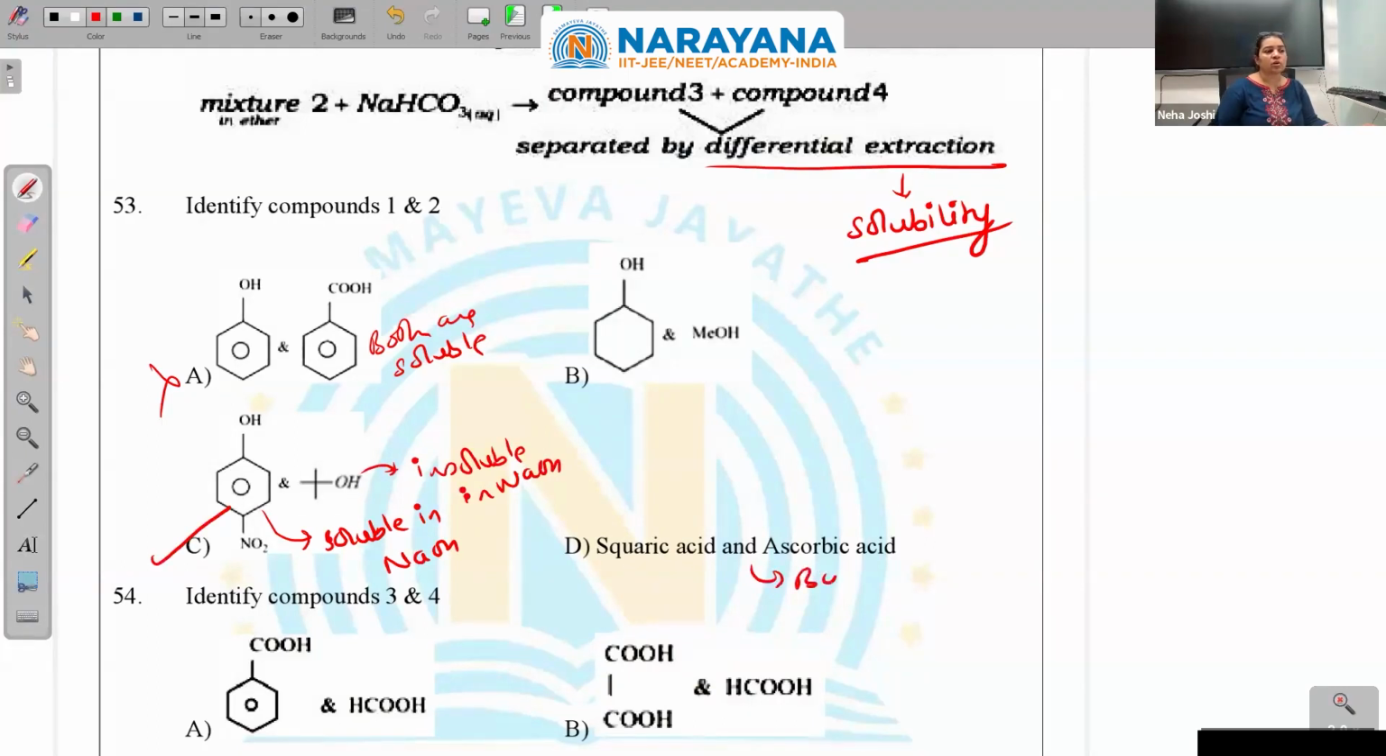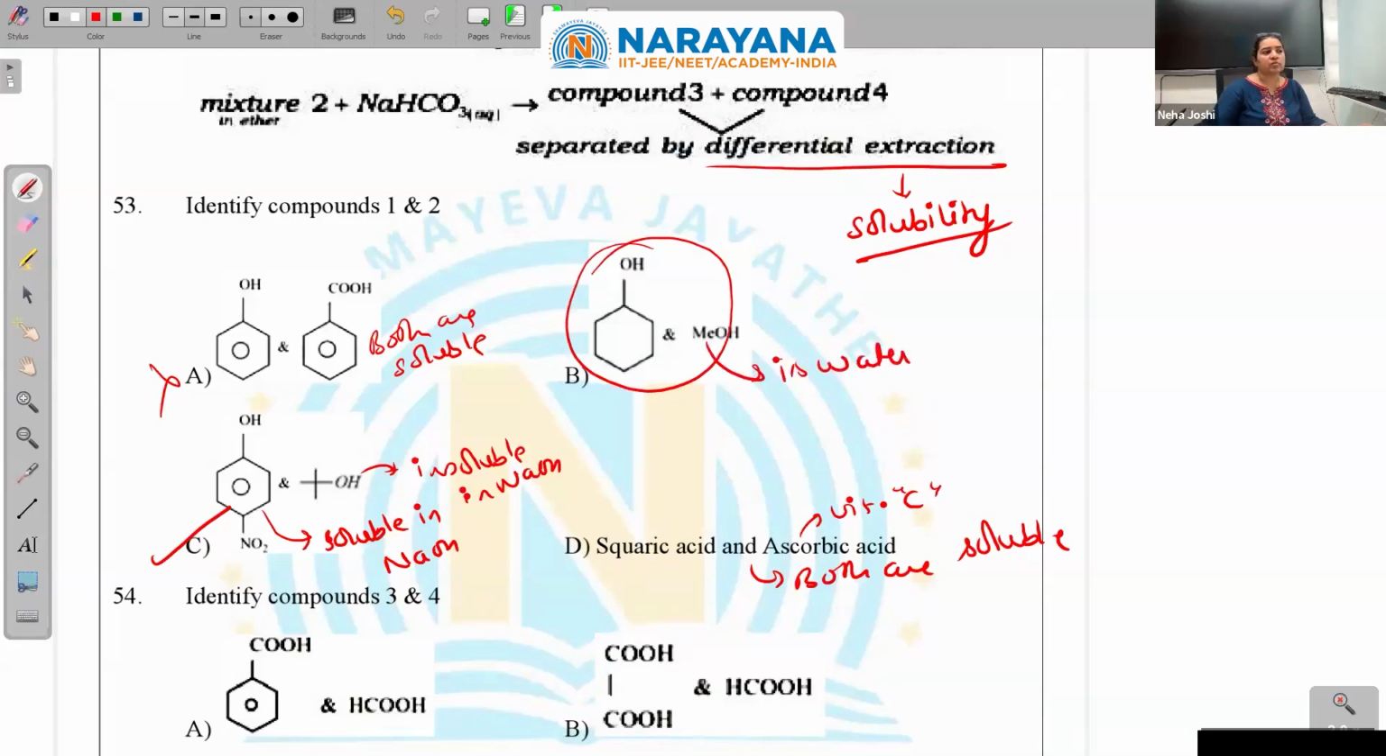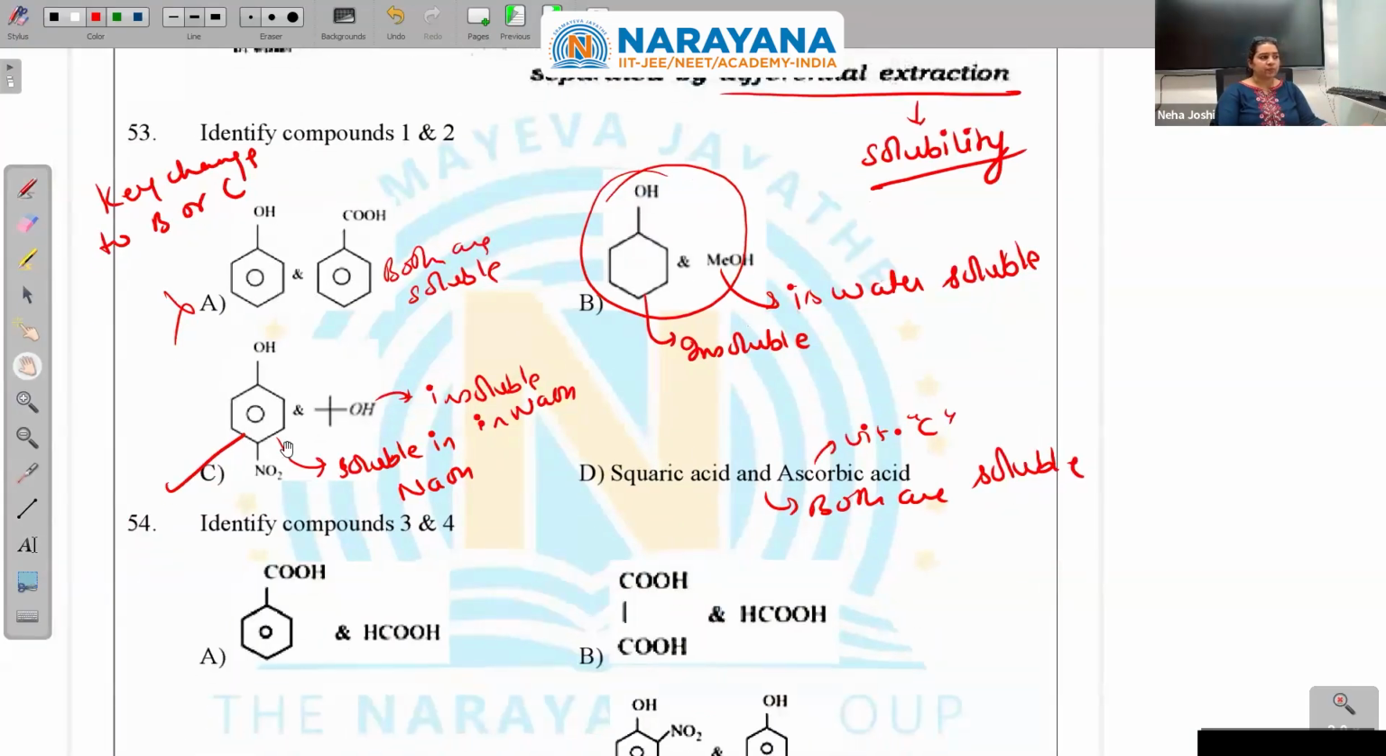Squaric acid, again both soluble. Ascorbic acid is the structure of vitamin C. This could be a dispute because methanol is water soluble by itself. No need to do acid base, just due to small hydrophobic. And this is insoluble. So not due to NaOH, but this being water soluble. So here you may expect a key change to B or C. Either B or C could be the answer, though the better key is C.